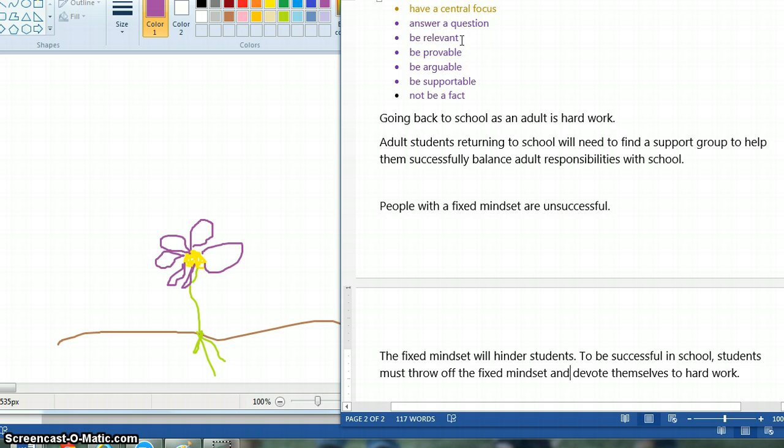It's relevant, especially if you're a student. It's provable because there's lots of information about mindsets. It's arguable. Some people might be able to argue that you can get by without a growth mindset. It's supportable, and it's not a fact. To be successful in school, students can do many things to be successful. So it's not a fact that the fixed mindset must be thrown off. Students must devote themselves to hard work.